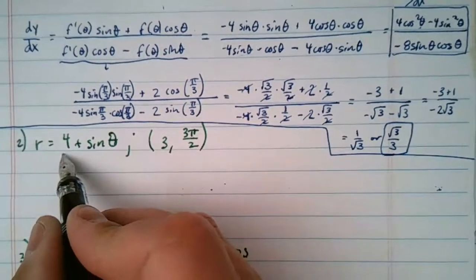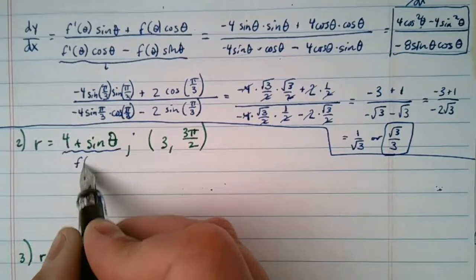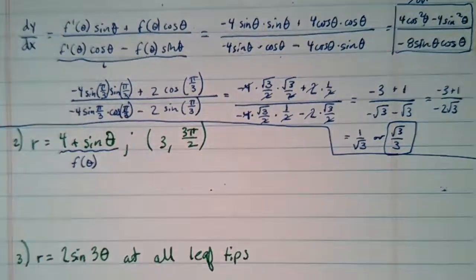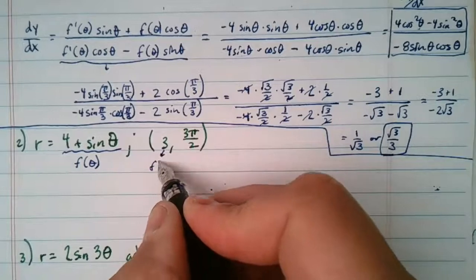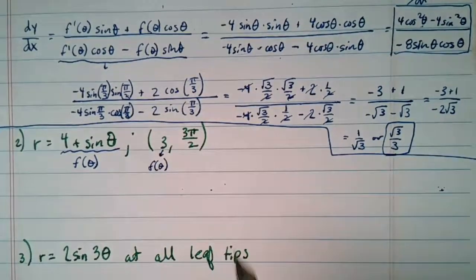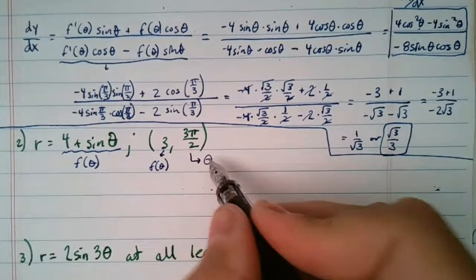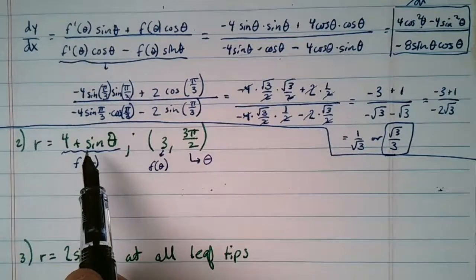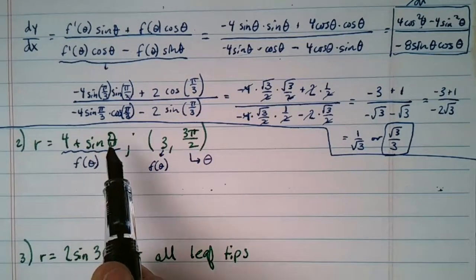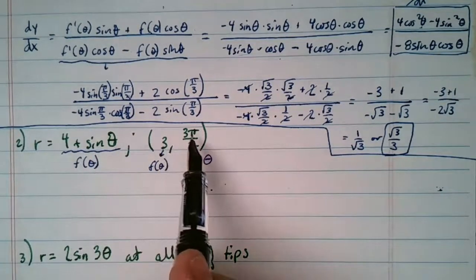Please remember, this is f of theta. Okay, this is f of theta. This is also f of theta. Okay, and then this is theta. Okay, so we have been asked to find the slope of the tangent line for 4 plus sine theta at the point 3 comma 3 pi by 2.